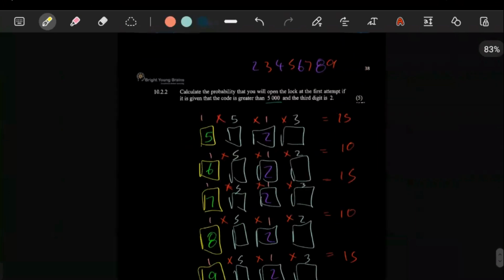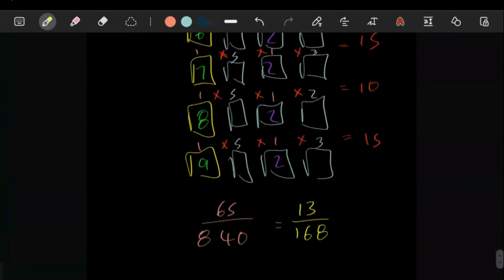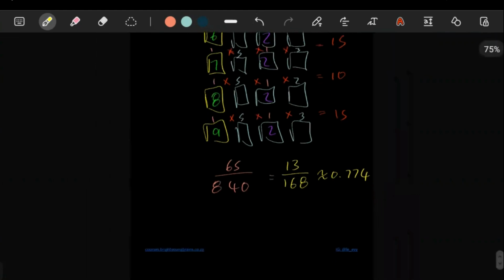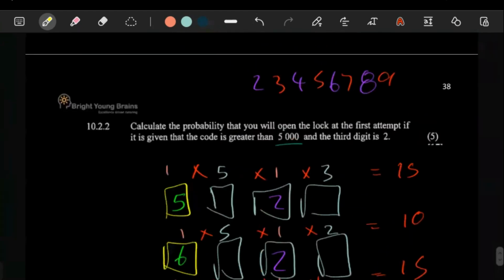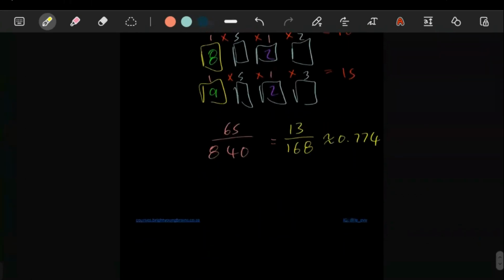This is the probability that the first attempt you have the code correct. If you want to look at this as a decimal, this is approximately equal to 0.0774. You see, that's the chances of you getting it on your first attempt. So this is quite an interesting question. But yeah, this is what you had to deal with in this kind of paper. It was quite an interesting paper in my opinion.